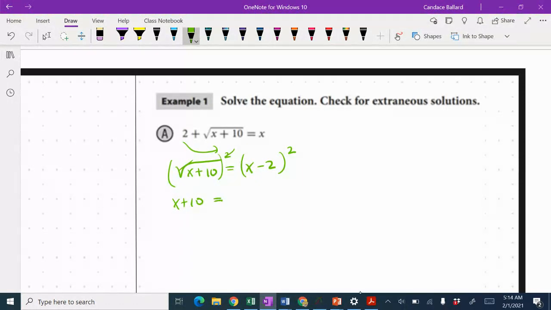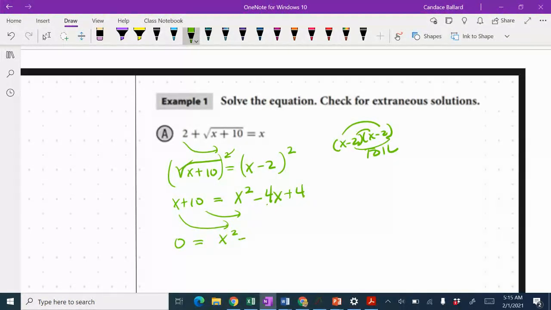On the right side, however, this means x minus 2 times x minus 2, so I need to FOIL this. So we would get x squared. X times -2 would be -2x. I'd have another one in the middle, so I would add that together. I get -4x. And then -2 times -2 is +4. I've got a quadratic, which means that I need to get it equal to 0. So I'm going to move both of these to the right side. So when I move the x over, I get 4x minus x is -5x. When I move the 10 over, I get 4 minus 10 is -6.